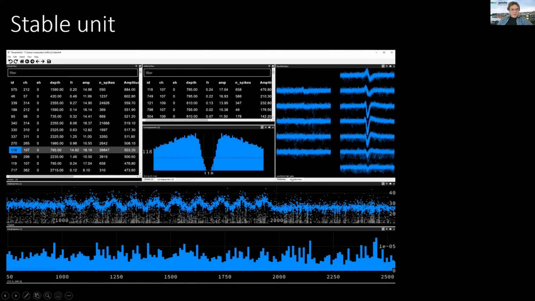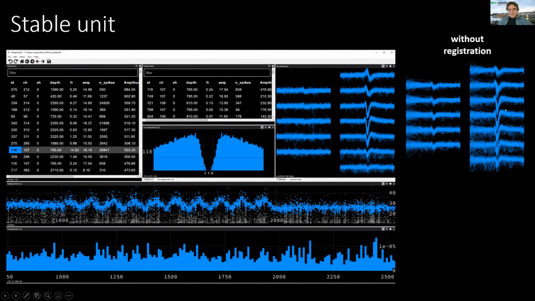All right. This is what one of those units looks like in Phy for this kind of recording. You can see there's very little noise. This is after correcting the data. If we didn't correct the data, you can see the same unit has a lot more vertical spread here, and it doesn't look as clean.